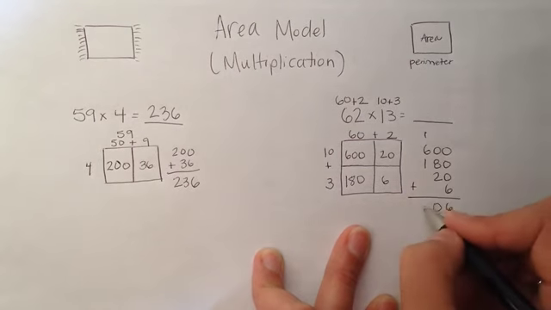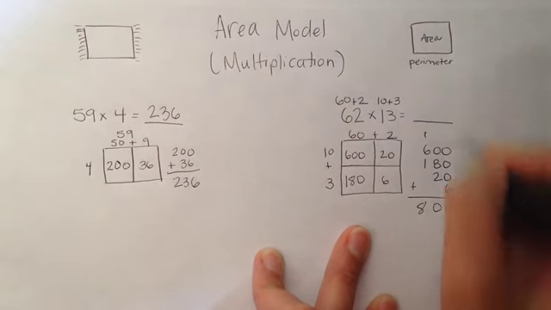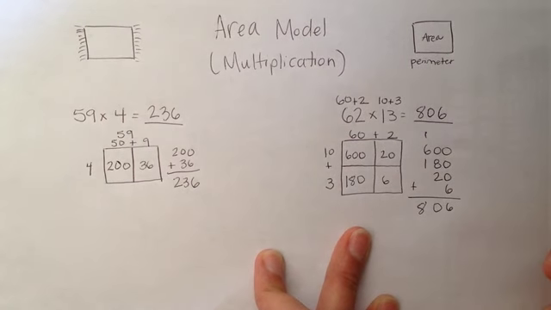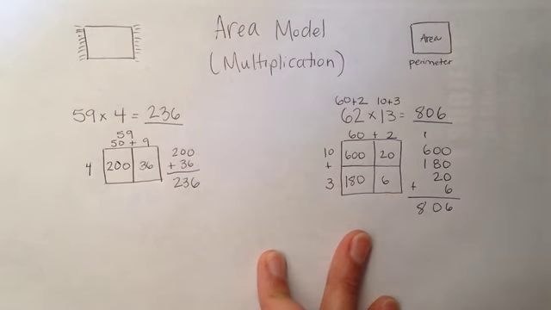6, 7, 8. And so our answer is 806. And we call that answer a product of a multiplication problem. So that's how you do the area model of multiplication.